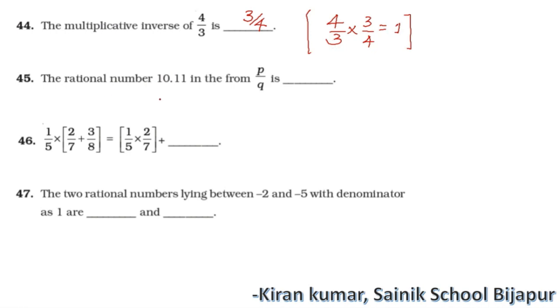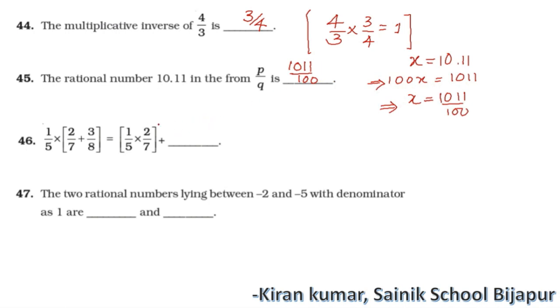The rational number 10.11 in the form p by q will be 1011 divided by 100, because when we consider this number as x, 10.11, if I multiply 100 times x, the decimal shifts to the right side and it becomes 1011. So x will be equal to 1011 divided by 100. What I have done is I have divided both sides of this equation by 100.